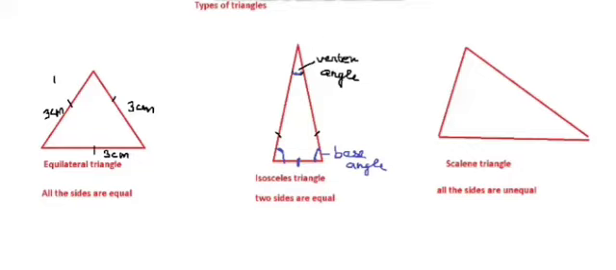Then we come to the third one. The third one is your scalene triangle. Here you can see all the sides are unequal. This is not equal, this is not equal. If I take this as 3 centimeter, then it will be 4 centimeter, and then it can be 5 centimeter. So when all the sides are unequal, we call it a scalene triangle.